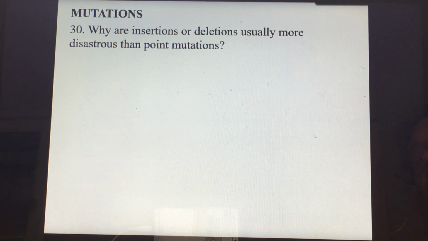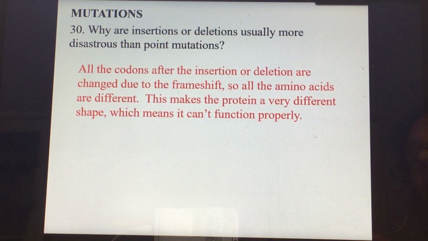Why are insertions or deletions usually more disastrous than point mutations? Because all of the codons after the insertion or deletion would be changed due to the frameshift. So all the amino acids after that insertion or deletion would be different. So this makes the protein very different in shape and it won't function properly.